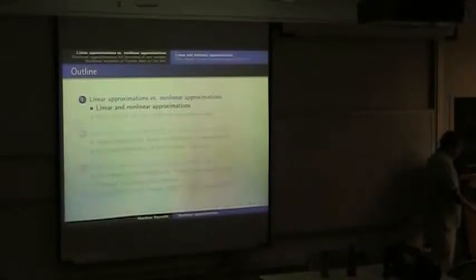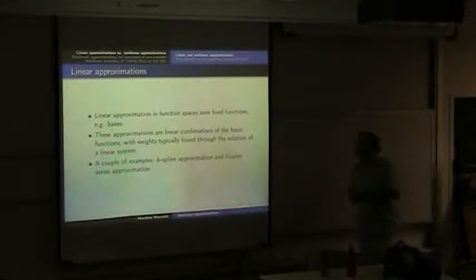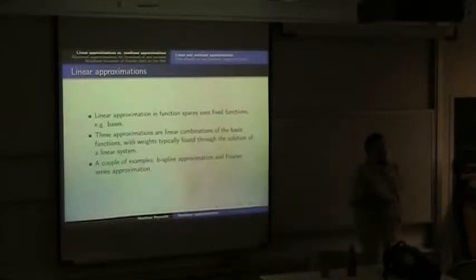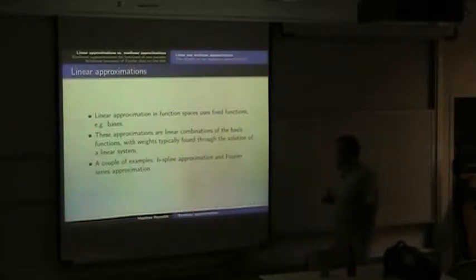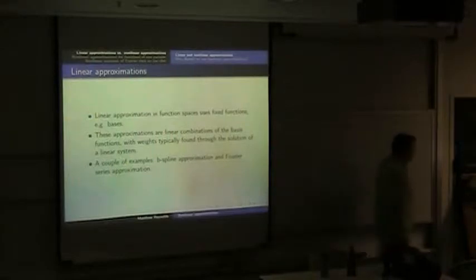Okay. So when I say linear approximations, I'm talking about linear approximations in function spaces that use fixed functions or bases. And most of the time, these approximations are formed through linear combinations of basis functions. A couple of examples of these are approximating a function with B-splines and approximating something with Fourier series.